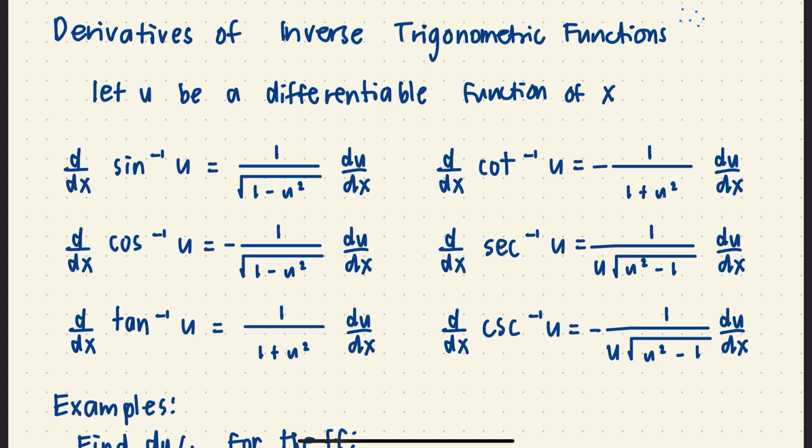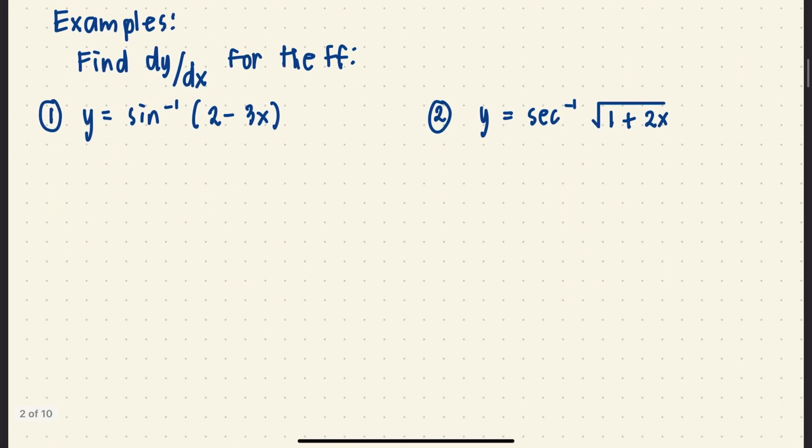And then arcsecant. The derivative of arcsecant of u is 1 over u times the square root of u squared minus 1 times du over dx, and then arccosecant of u is just the negative of 1 over u times the square root of u squared minus 1, multiplied by du over dx. We'll better understand the formulas if we apply them to examples. Let's start with example number 1.